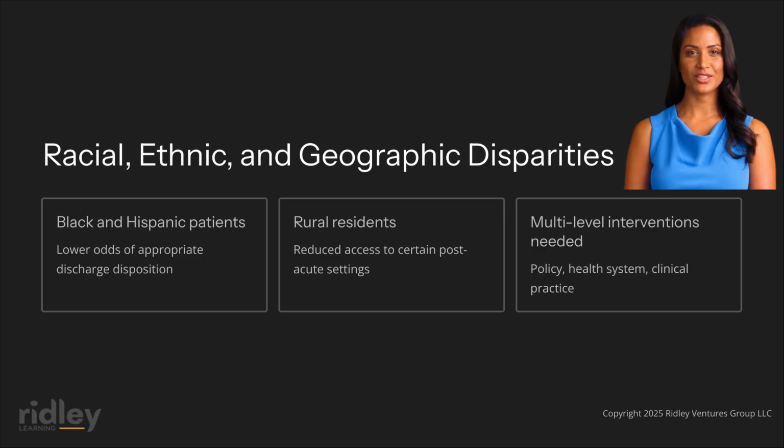These disparities reflect the intersection of multiple factors, including insurance coverage differences, geographic distribution of rehabilitation resources, implicit bias in clinical decision-making, and structural barriers within healthcare systems. Addressing rehabilitation access disparities requires multi-level interventions encompassing policy changes, health system reforms, and clinical practice improvements that systematically reduce barriers facing underserved populations. Research priorities should include investigation of interventions specifically designed to improve rehabilitation access for underserved populations, evaluation of alternative service delivery models that can extend rehabilitation reach to underserved areas, and examination of the policy and payment reforms necessary to support equitable rehabilitation access.